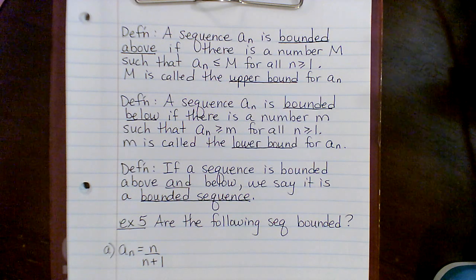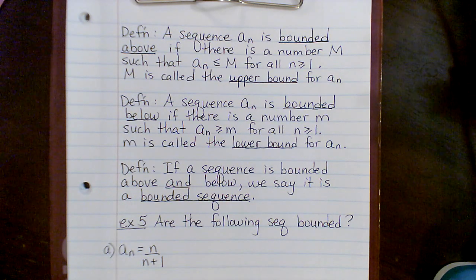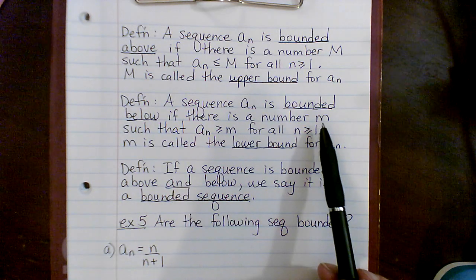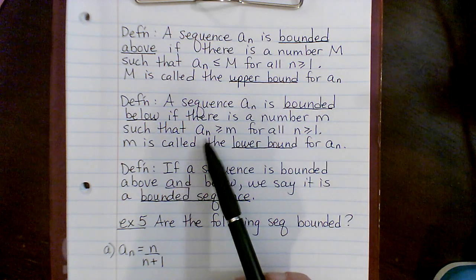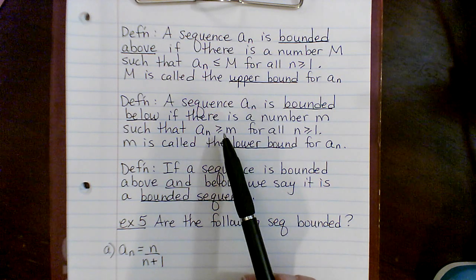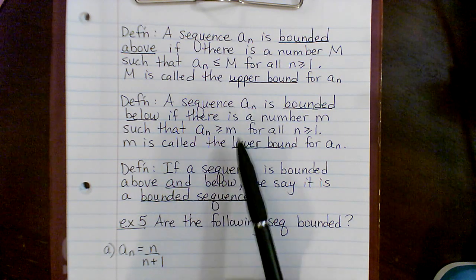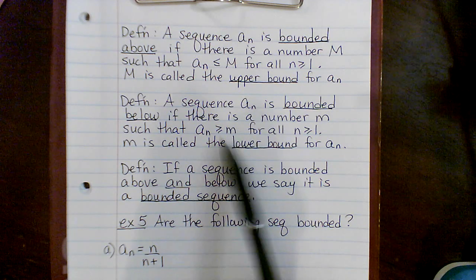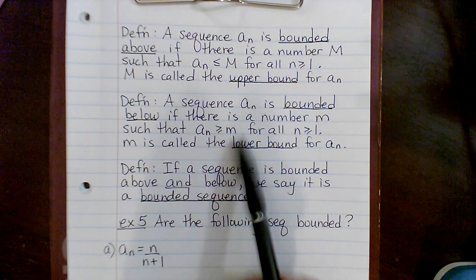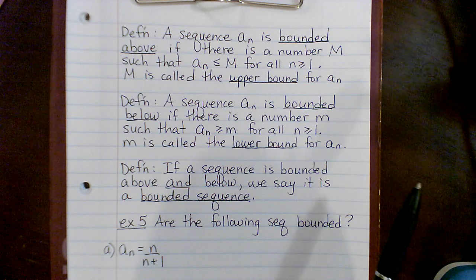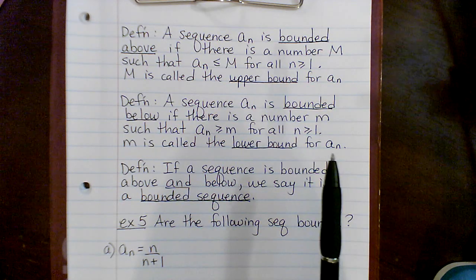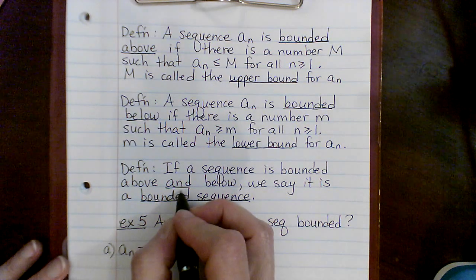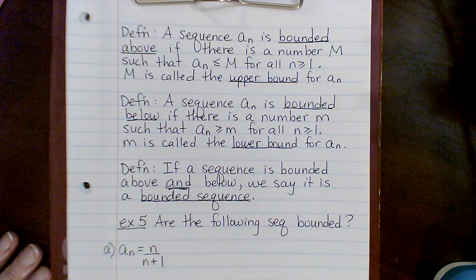Never gets bigger than. Similarly, it's bounded below if there's a number, and we call it little m, such that all the terms of the sequence are bigger than that value. So that m is less than or equal to all the terms, below all the terms for all of the terms there. And that little m is called the lower bound. If a sequence is bounded above and below, we say it's a bounded sequence.